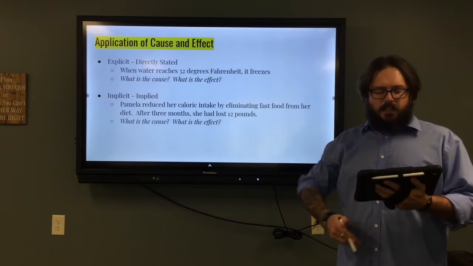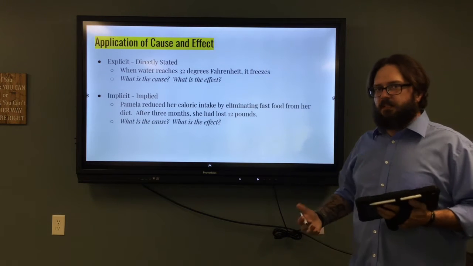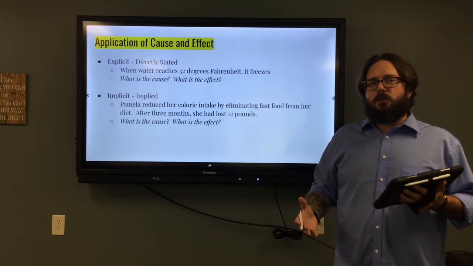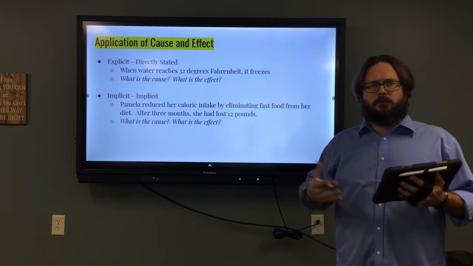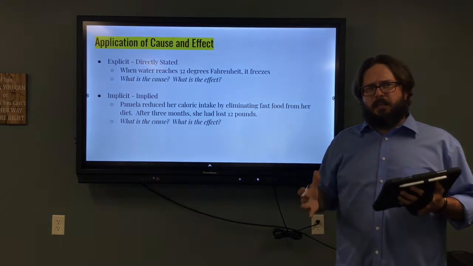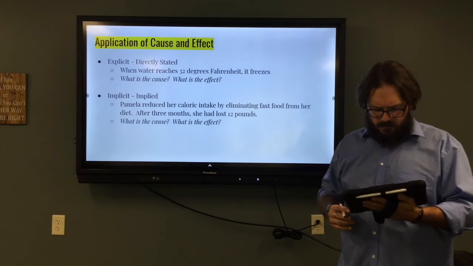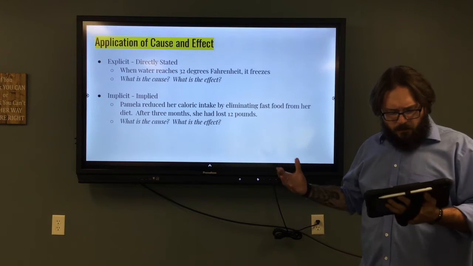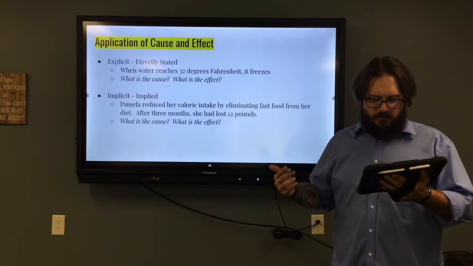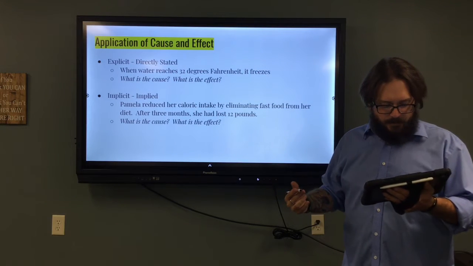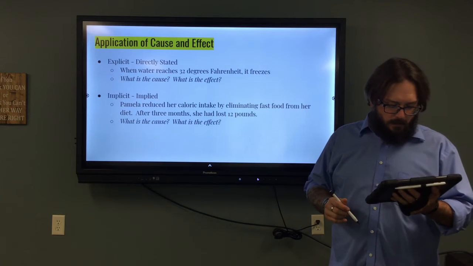In other cases, the cause-effect relationship will be implied or implicit. So it's not going to directly come out from the text, but we can make inferences to determine that cause and effect relationship ourselves based on the information the author gives us. So in our example, Pamela reduced her caloric intake by eliminating fast food from her diet. After 3 months, she had lost 12 pounds.